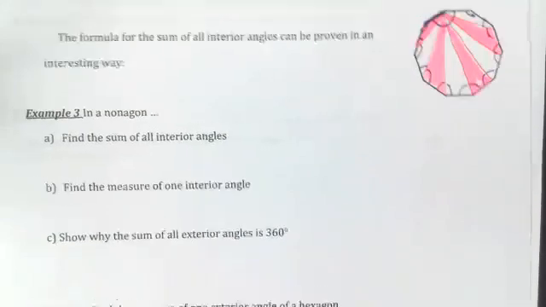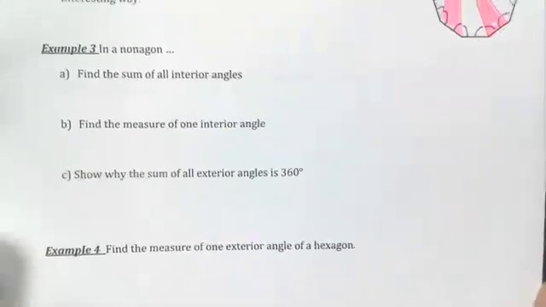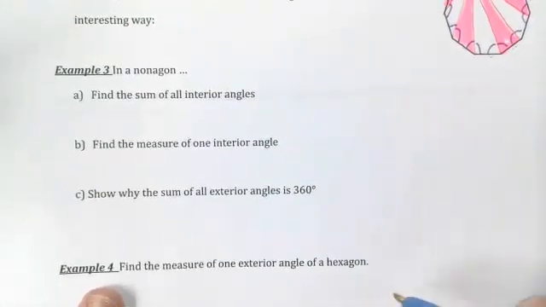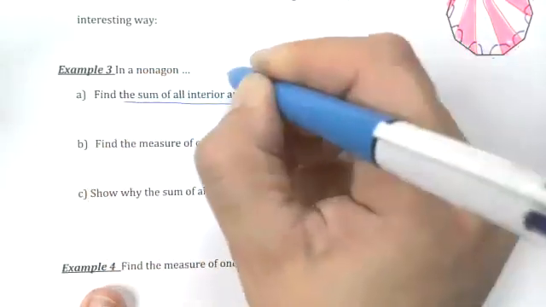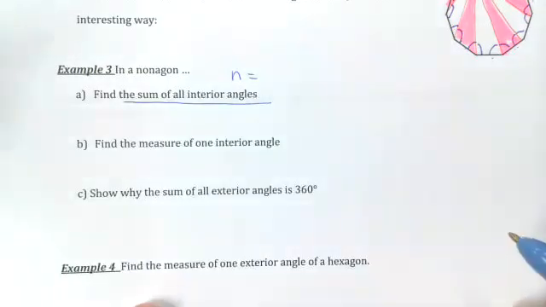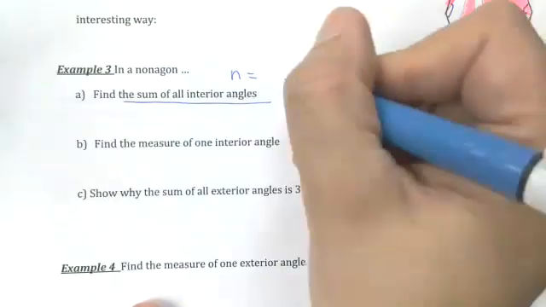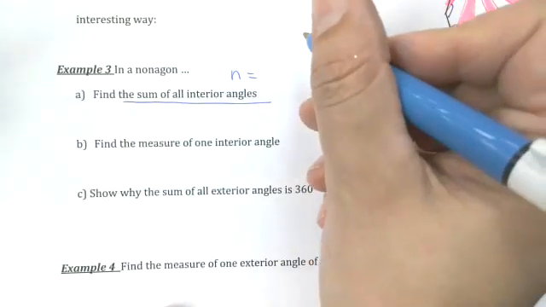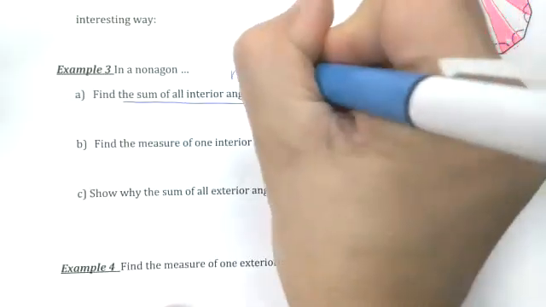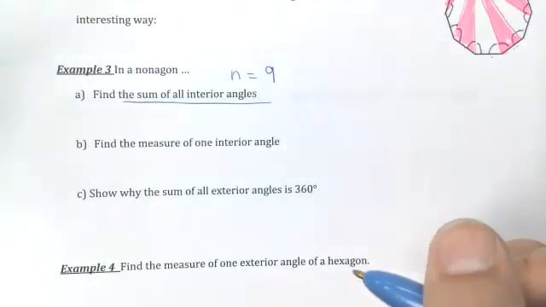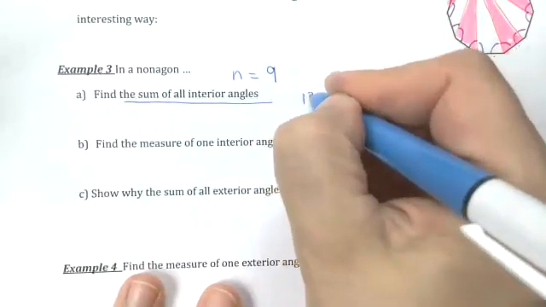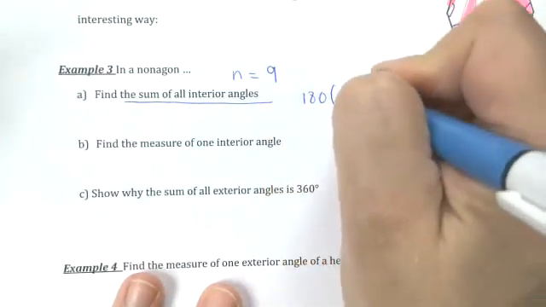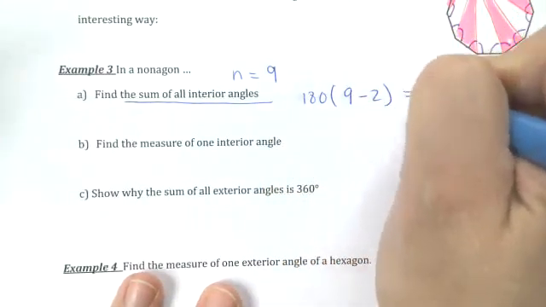So, in a nonagon, find the sum of all interior angles. So for finding the sum of all interior angles, I need to know what n is for a nonagon. Yeah, what is a nonagon? 9, that's right. So it's a polygon with 9 sides. So the sum of all angles would be 180, n is 9 minus 2.